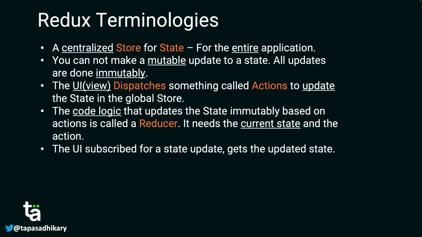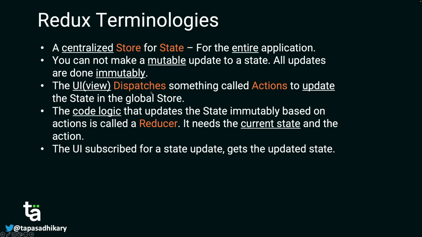Okay, so now we have heard certain terminologies. Let's go over them once more, because this might get a little overwhelming, but don't worry, we'll break it down. So, a centralized store for state for the entire application. There is only one store, one state for the entire application, and the state is represented by a plain old JavaScript object. The state cannot be changed directly. That's why it is immutable. State can only be changed in an immutable way. It means that you clone it, do the update on the cloned object, and return the updated object. You don't change the state directly.